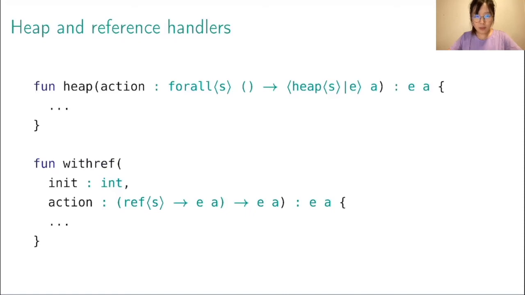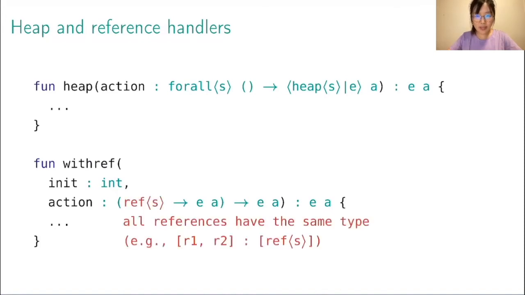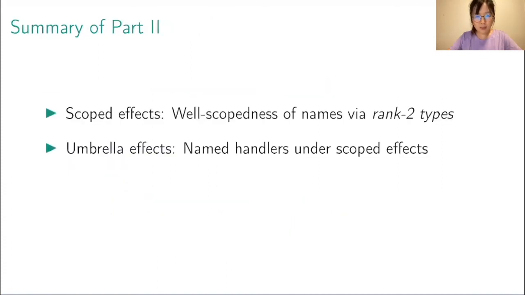Now, when we use with ref, the action will take a ref S. All references created by one heap will share the same scope, and so we can, for example, put those references into a list. In summary, in this part, we showed how to guarantee well-scopedness of names using rank 2 types as the scoped effects, and we further use scoped effects to guarantee the safety of heaps, which we call umbrella effects.